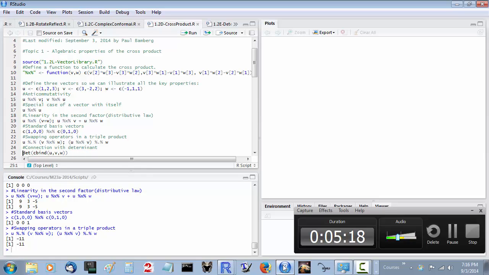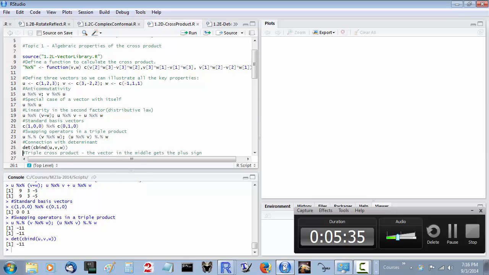So why is this triple product of u, v, and w the same no matter where I put the parentheses? The answer is it's exactly the same thing as the determinant of the matrix whose three columns are u, v, and w, also minus 11.